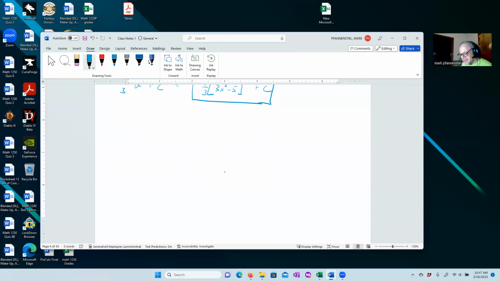Let's see if we can get to a couple more. There is a rule. We have the integral of, say, e to the negative 3x. Now there is a rule that says, if you have e to the kx, there's a rule you can memorize.